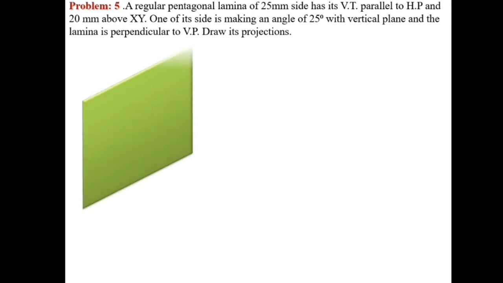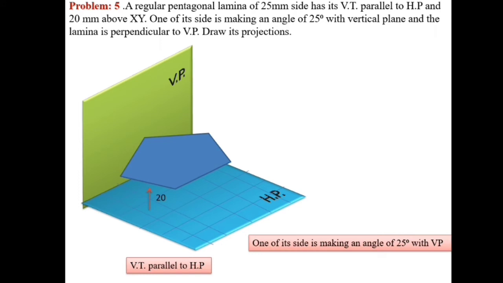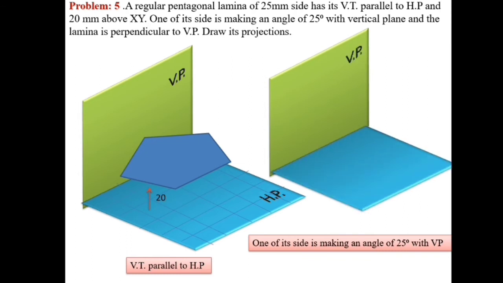In this problem, this is a pentagonal lamina. It has 25 mm sides, and here the vertical trace is parallel to HP, and it is 20 mm above the XY line. That means it is 20 mm above HP. And here is another condition: one of its sides is making an angle of 25 degrees with the vertical plane. So in this same pentagonal lamina, one of the sides makes 25 degrees with the vertical plane. That side has a 25 degree angle with the VP plane.